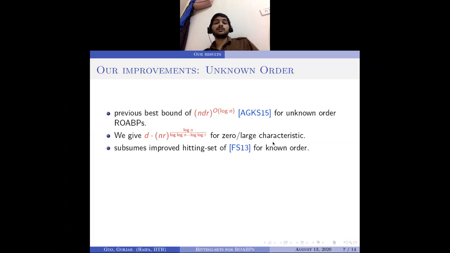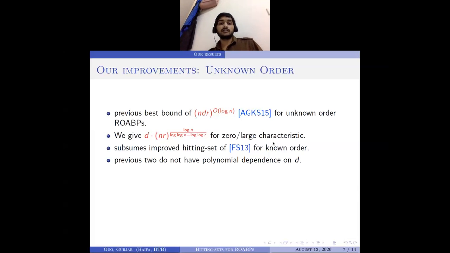So this also subsumes improved hitting sets of Forbes-Shpilka for known order. For the known order case, Forbes-Shpilka had a better hitting set than AGKS. But with our result, we are subsuming those results, and our results are for unknown orders. We are generalizing Forbes-Shpilka. Note that, as we said before, we have polynomial dependence on D. The other two results did not have polynomial dependence.